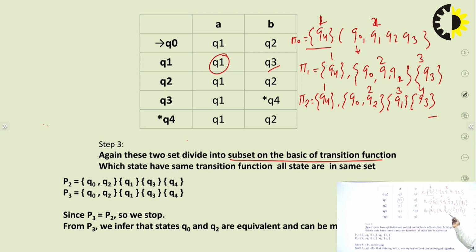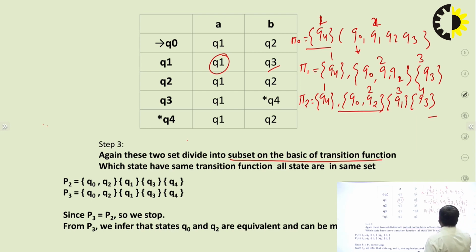Again we check only Q0 and Q3, because this one is a single state, so further minimization is not possible. This one is a single state Q1, further minimization is not possible. And Q3 is again a single set, so further minimization is not possible.